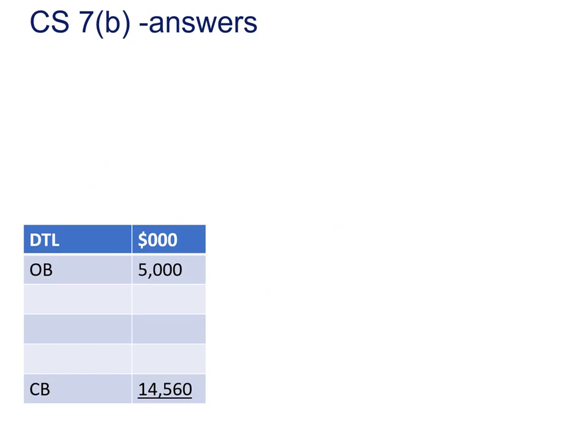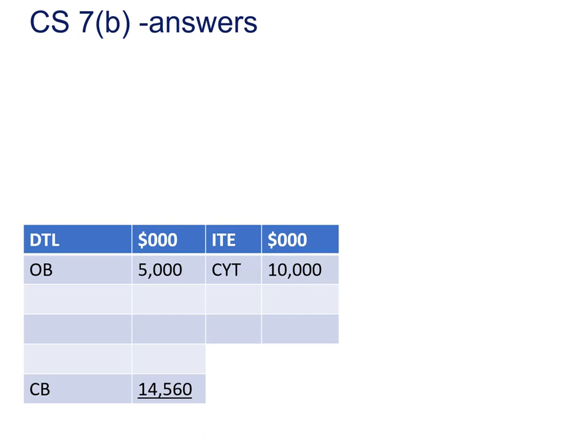Okay, there is our deferred tax liability, as we've said, opening balance. This was given to us, 5 million, closing balance of 14.56. Income tax expense, we've been told our income tax expense is 10 million. Our current year tax is 10 million.